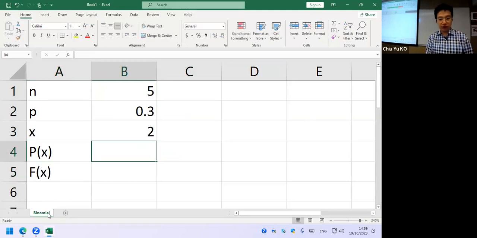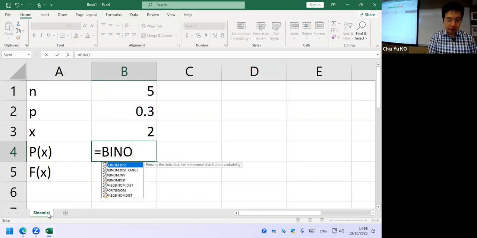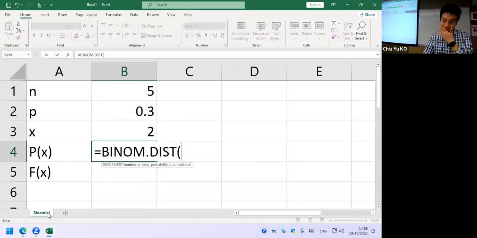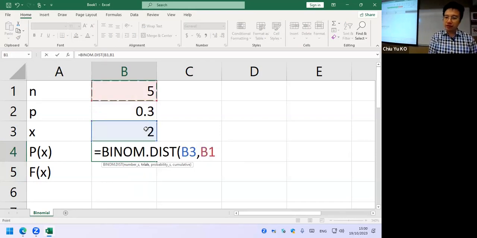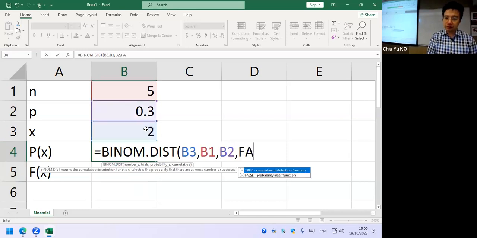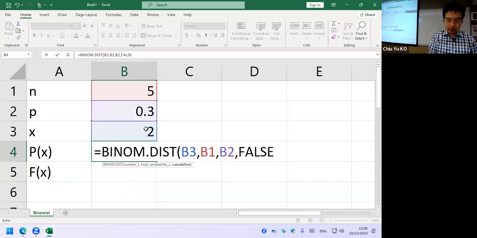So this is the question. Look at the green box on the slide. Exactly 2 will be just BINOM.DIST, okay? B3 is X, the number of trials is N, this is P, and this is false. False will give you the probability.